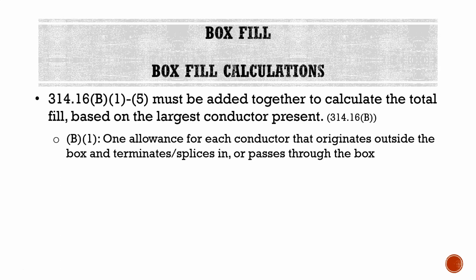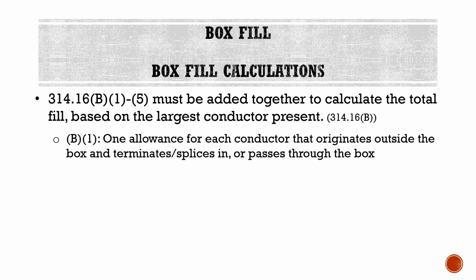So one allowance for each conductor that originates outside the box and terminates or splices in or passes through the box. So if we have a conductor that comes from outside the box and it goes inside the box, essentially we're going to count it. Because if it comes from outside the box and goes into the box, we're either going to terminate it, we're going to splice it, or we're just going to pull it straight through the box. And according to B1, in any of those circumstances, we have to count that conductor at least once.